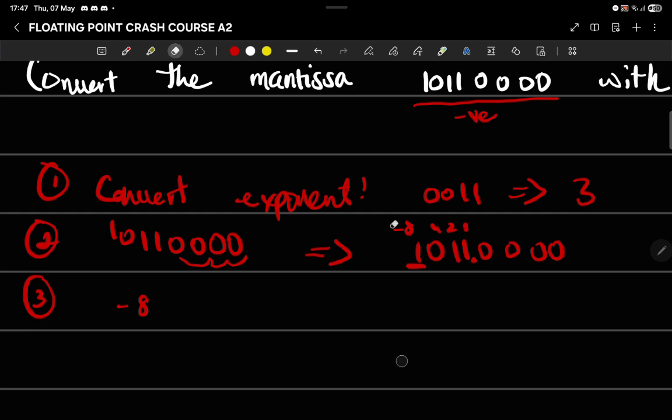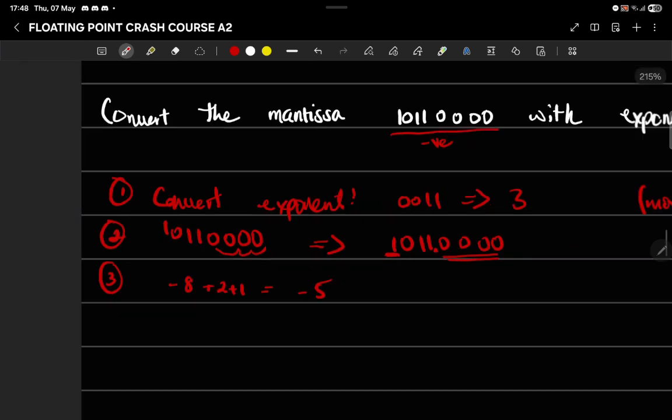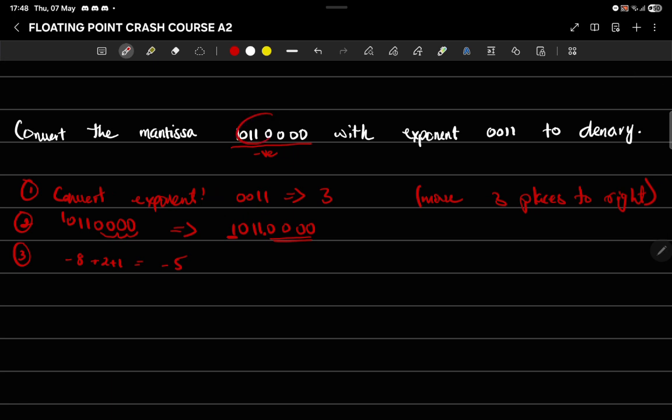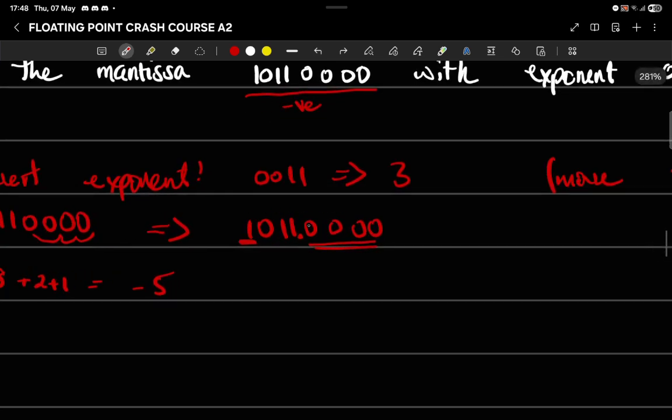So minus 8 plus 2 plus 1, and since all the exponent part is just zeros, it means we don't have any exponent, so we don't add anything there. So we add this up, we get negative 5. So that means this mantissa and this exponent is negative 5 in denary. Now if we did have an exponent here, say this was a 1 instead, then we would add a 0.5 here as well. But since we don't have anything there, we don't add anything.